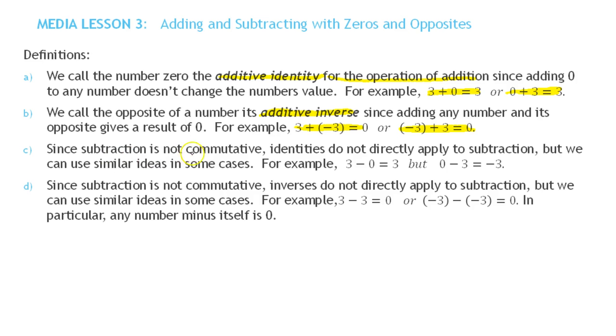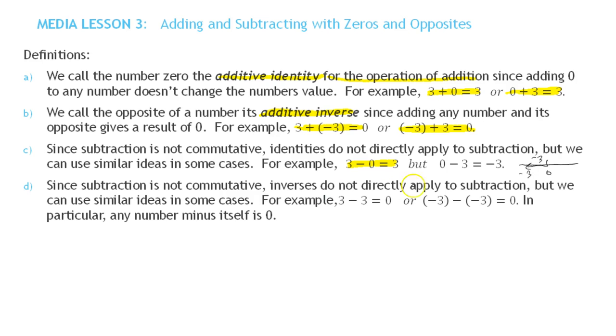But now subtraction is not commutative, so we can't directly apply these ideas, but we can use similar ideas in some cases. So subtracting 0 from a number, like 3 minus 0, gives back the number. But notice when you reverse the order, 0 minus 3 is not going to be 3, it's actually negative 3. So you could think of this as, on the number line, if we start at 0 and we go to the left 3, we would be at negative 3.